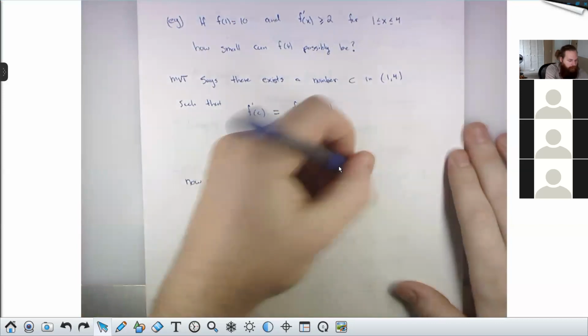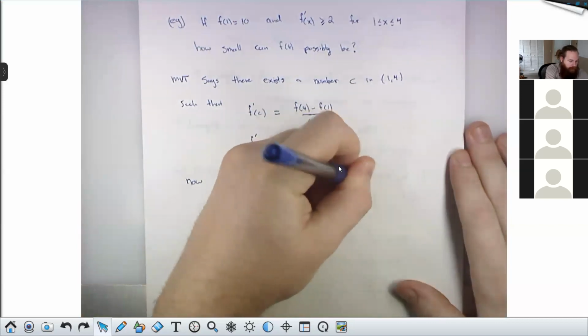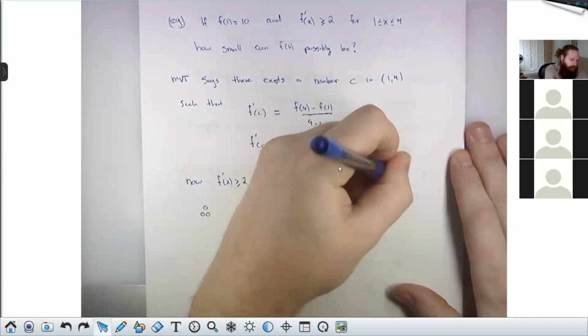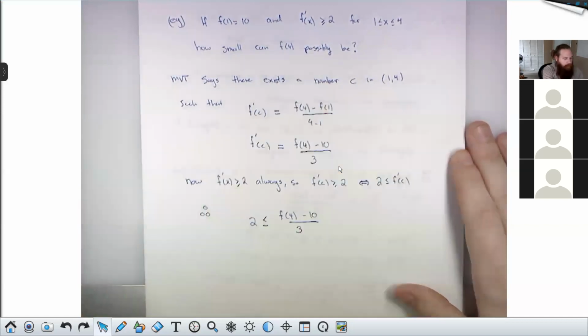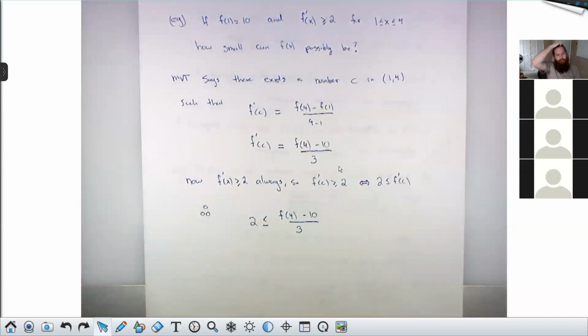Saying f prime of c is greater than or equal to 2 is the same as saying 2 is less than or equal to f prime of c. Let's get that out of the way first. That's how inequalities work. If Joe is taller than Sally, that's the same as saying Sally is shorter than Joe. That's what's going on here. Now, if Joe is equal to this thing, and Joe is always taller than Sally, then Sally is shorter than this thing.